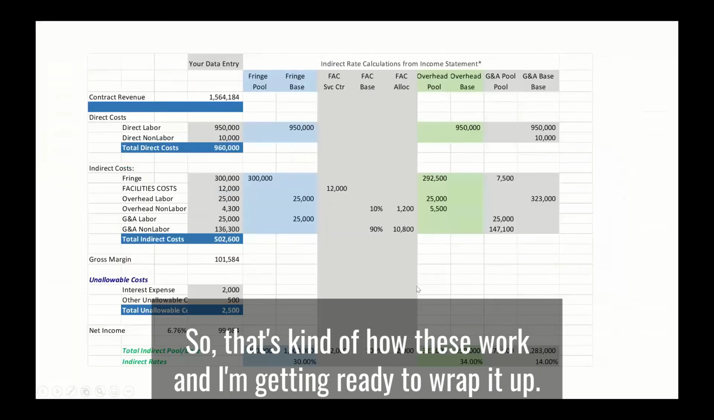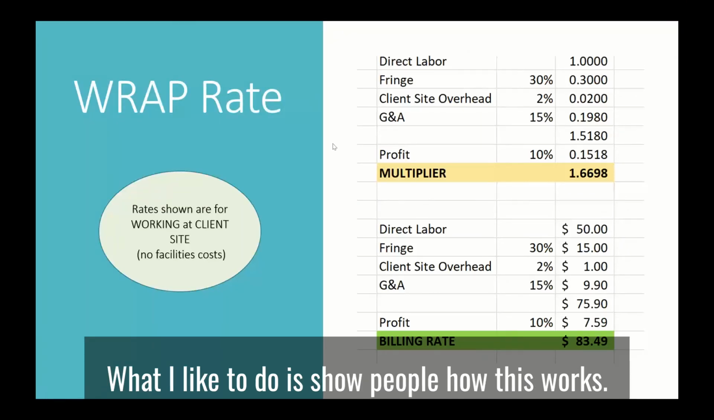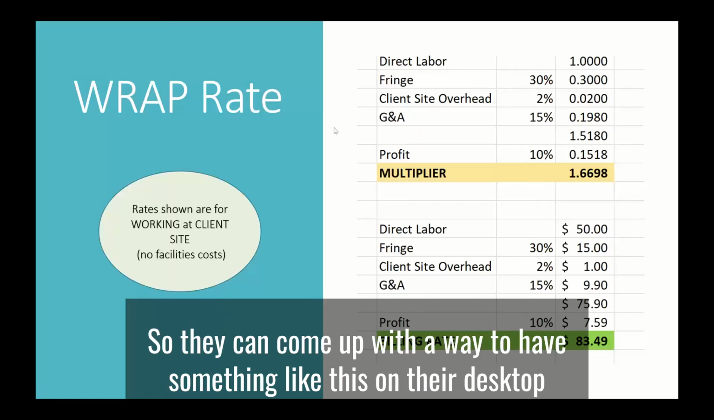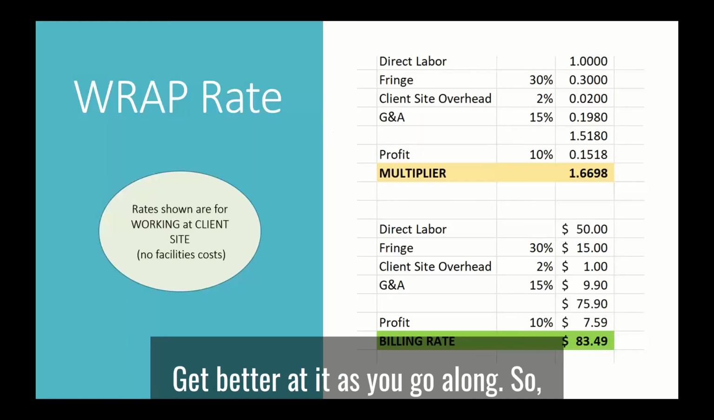So that's kind of how these work. And I'm getting ready to wrap it up. This is the wrap rate. And I just gave you some examples, but what I like to do is show people how this works so they can come up with a way to have something like this on their desktop and learn how to do it more over time, get better at it as you go along.